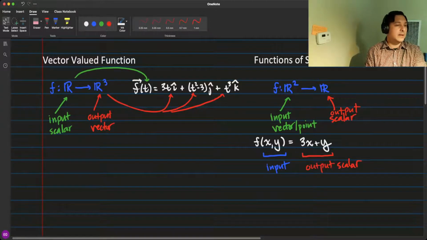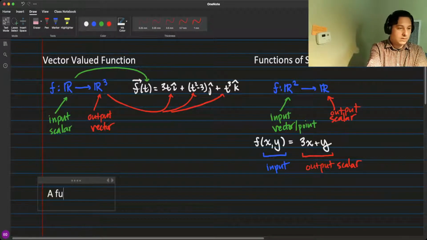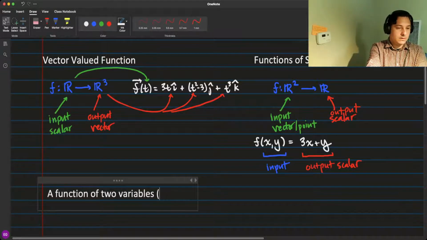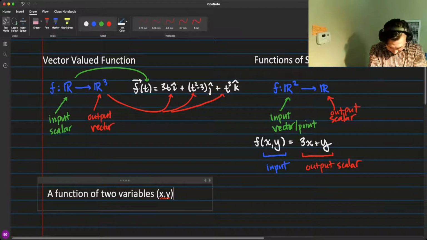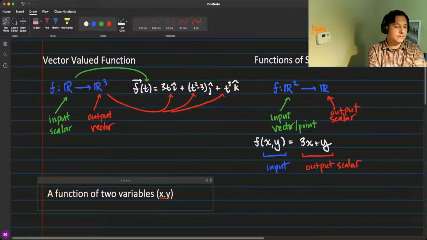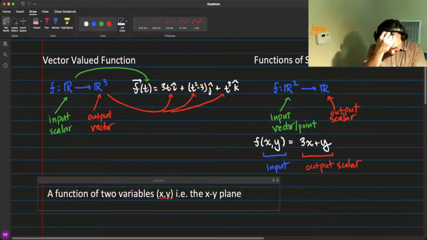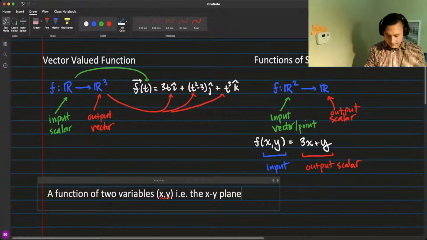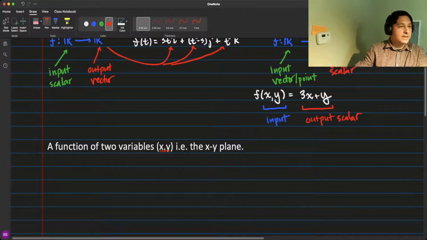Okay, so in particular, what we're going to start off with is a function of two variables, x and y. So in other words, your two variables are the inputs, x and y. And you can think of these inputs as belonging to the plane. Okay, so let me draw the picture here of what happens. So you have your xy plane.